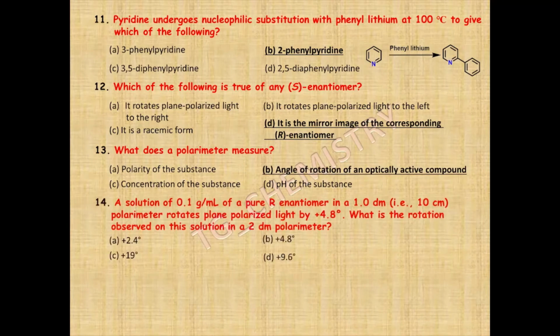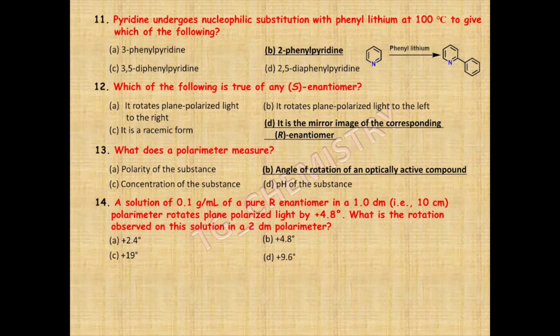Now a short numerical problem regarding this polarimeter or optical rotation. A solution of 0.1 gram per milliliter concentration of a pure R enantiomer in a 1 decimeter polarimeter rotates the plane polarized light by plus 4.8 degree. The question is, what is the rotation observed on this solution in a 2 decimeter polarimeter? So if the length is 2 decimeter, what should be the rotation measured?